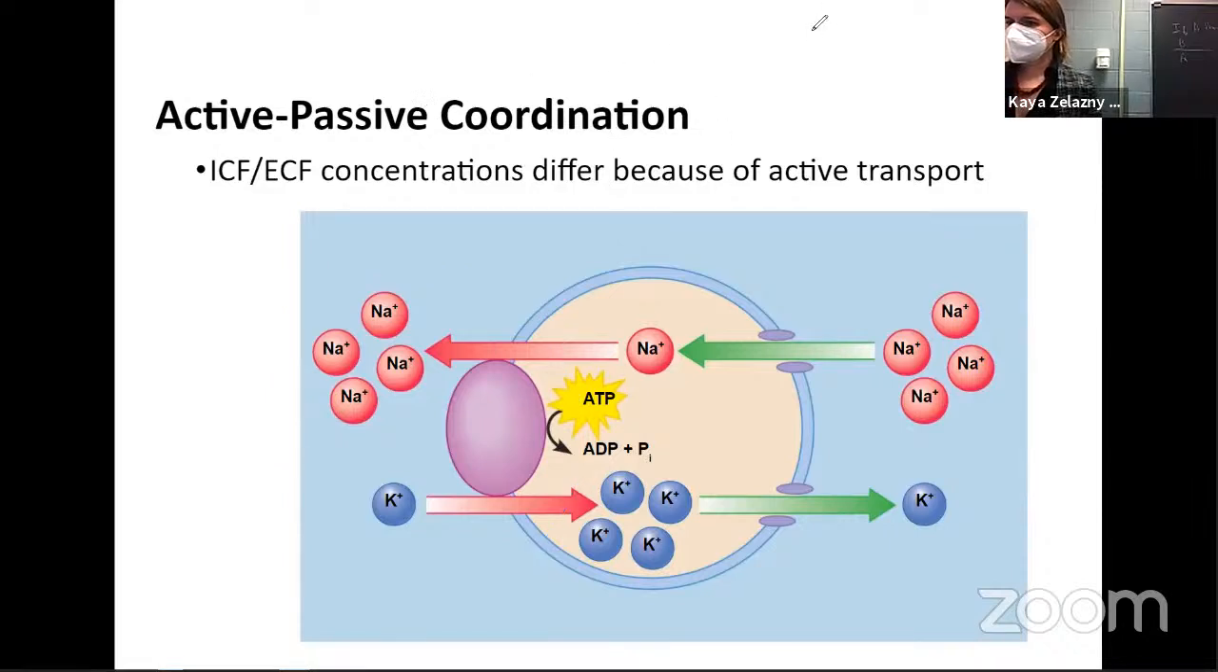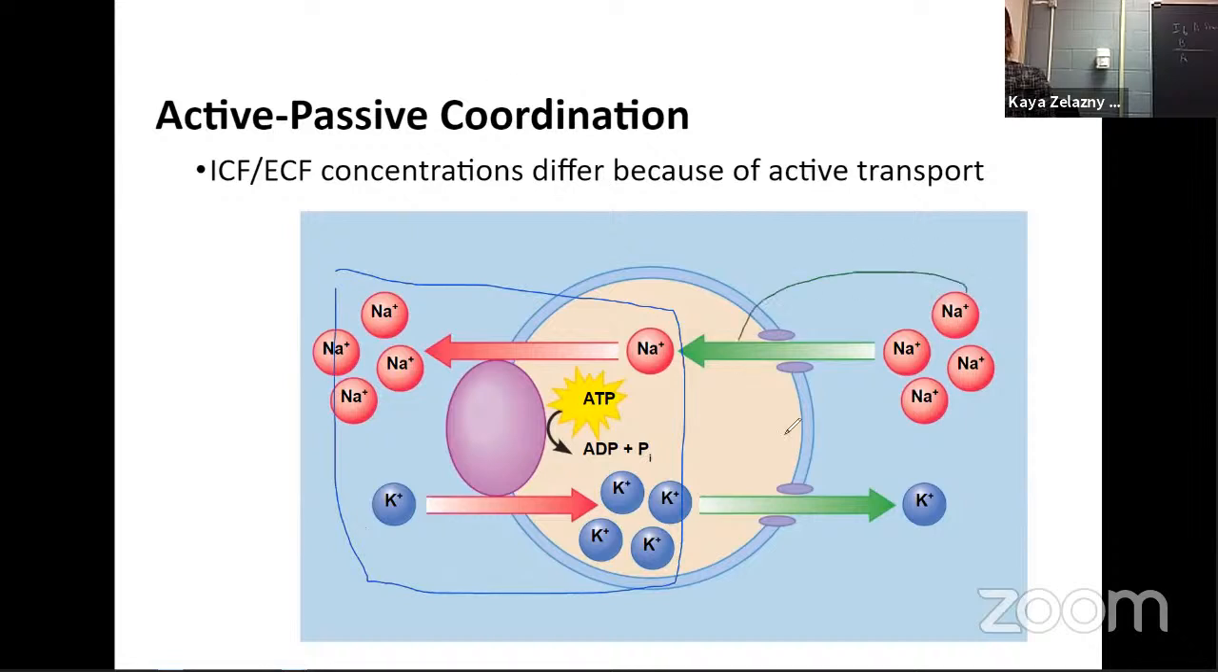So here we can see our sodium potassium pump used ATP to build up our sodium gradient, which allows sodium to move passively into the cell. It also built us up a potassium gradient, which would then allow potassium to passively leave the cell. So we have linked this active movement of our ions to the passive movement of ions.